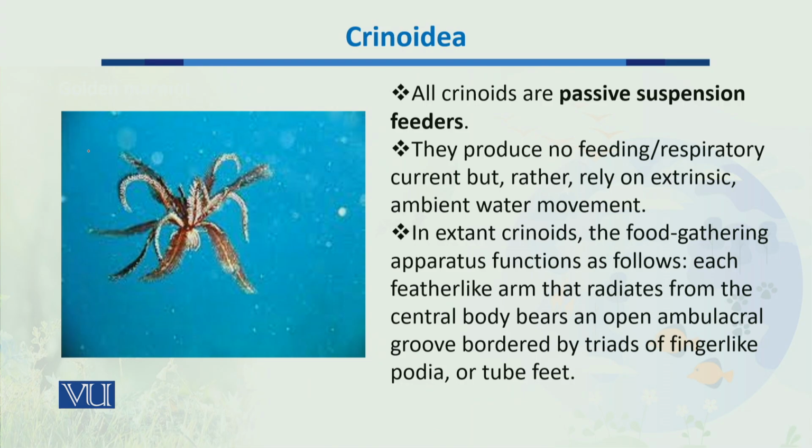When we talk about the extant crinoids, their food gathering apparatus functions like this. As we see here, they have feather-like arms which radiate from the central body, and they open ambulacral grooves, and these finger-like podia or tube feet extend out of the body. When any organism touches them, they hold it and take it into their mouth, and thus they have a different kind of feeding.